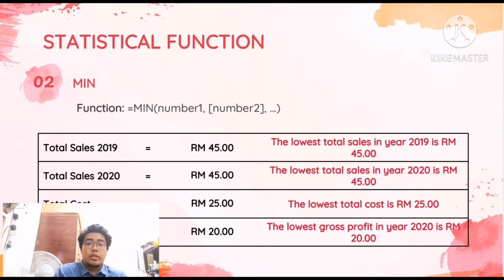Next is the min function. The purpose of calculating the min function is to get the smallest number. The formula of the min function is equal min number 1, number 2, until the numbers you want to count. For example, the lowest total sales in year 2020 is RM45.